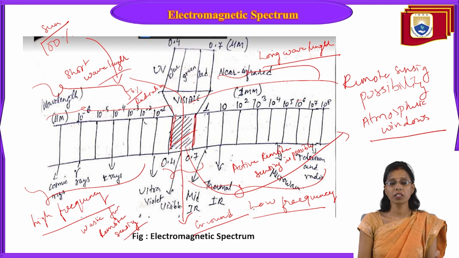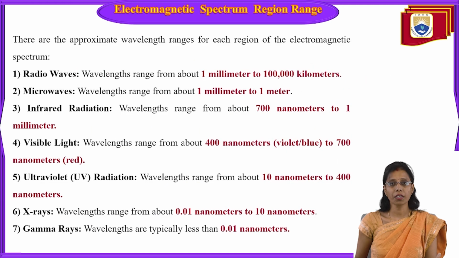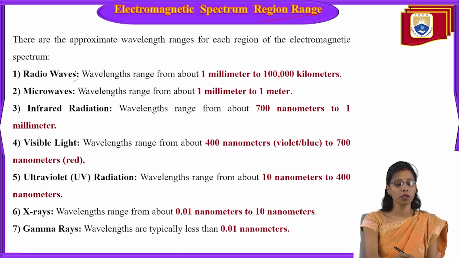Visible wavelength region is only useful for passive remote sensing, whereas long wavelength region is useful for active remote sensing. So this is about the electromagnetic spectrum, which is divided into three regions. Now, when you talk about the range of this spectrum, let us first see about radio waves.